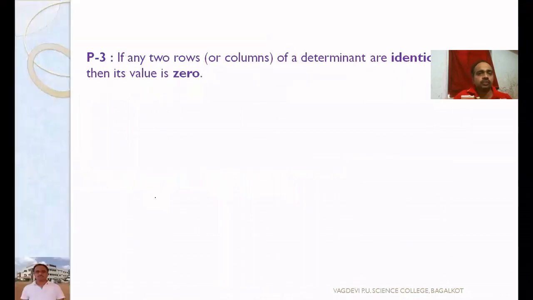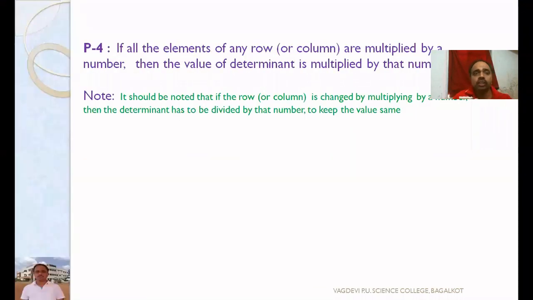And property 3 is if any two rows are identical, if any two columns are identical, the value of the determinant is 0. We say that determinant vanishes, means its value will be 0. Something like A, B, C, X, Y, Z, A, B, C. So the value of the determinant is 0. Directly you can write 0 because first row and third row are same. This is property 3.